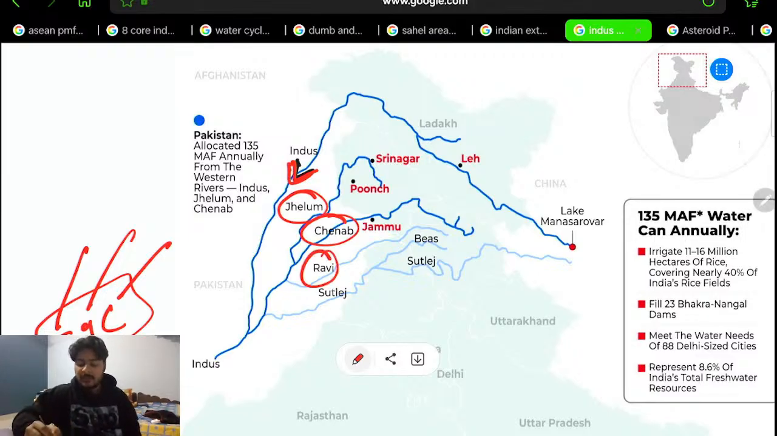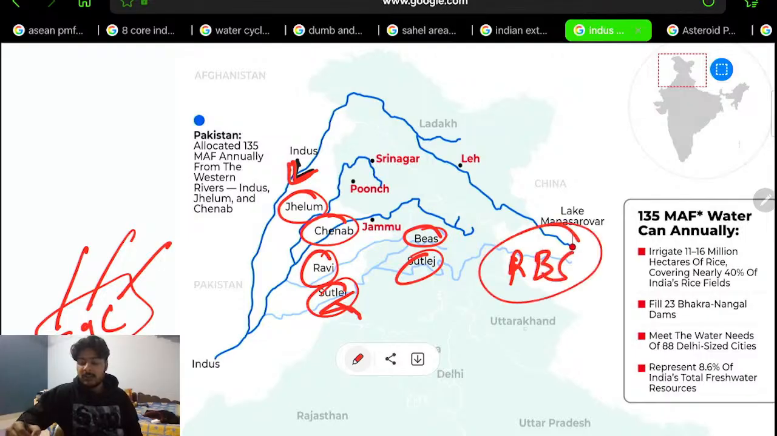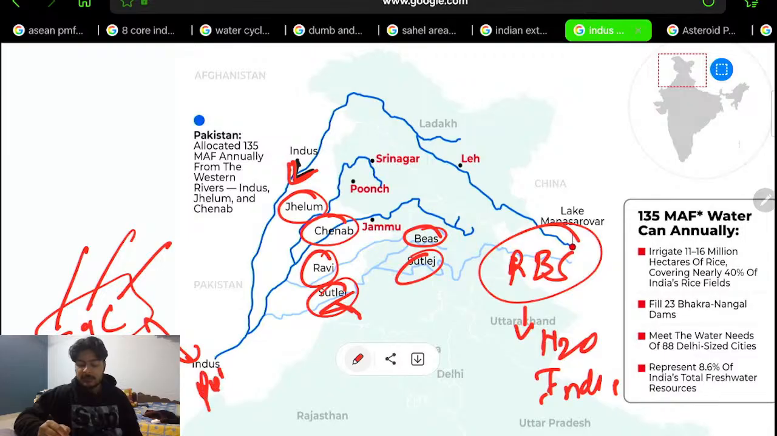The rest of the rivers are Ravi, Beas and Satluj. All these three rivers, Ravi, Beas and Satluj, are part of India. So basically Ravi, Beas and Satluj will deliver the water to India, and here IJC will deliver the water to Pakistan.